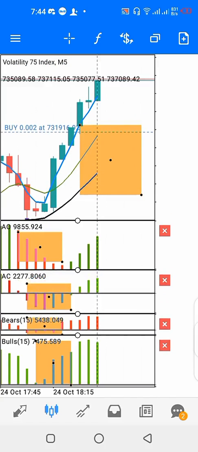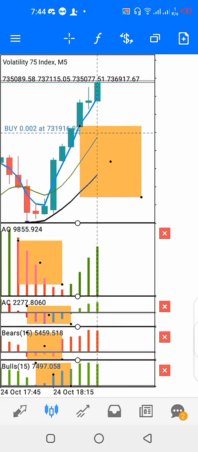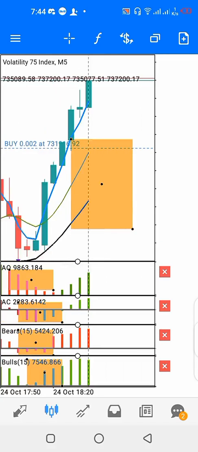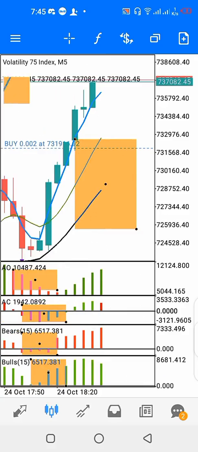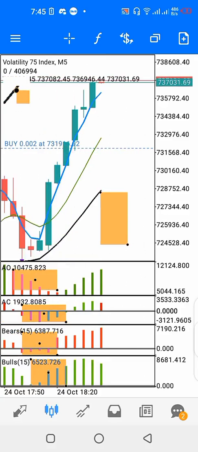Okay, I'm trying to collapse the indicator window so that we can see clearly what's happening on the main window. I want to have a big view of what's happening on the main window so that we can understand better how this strategy works.